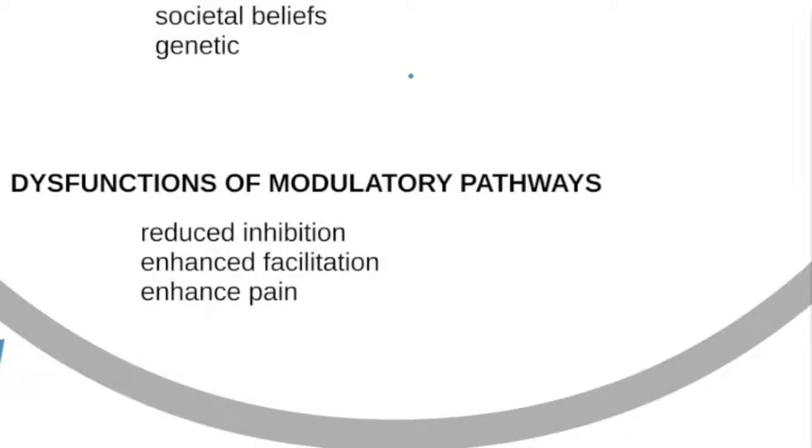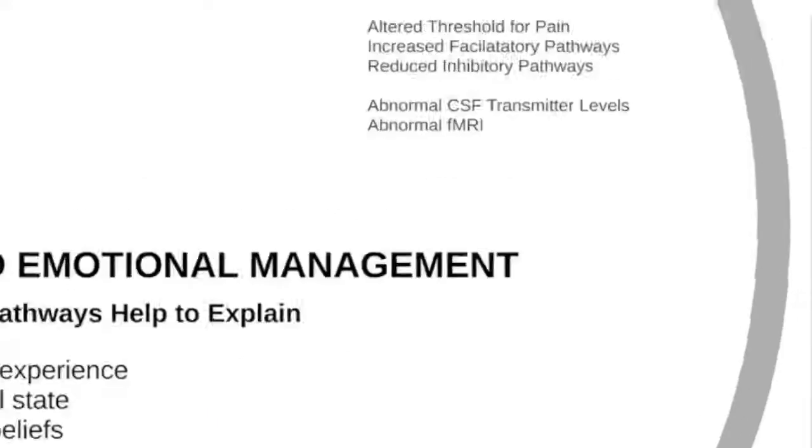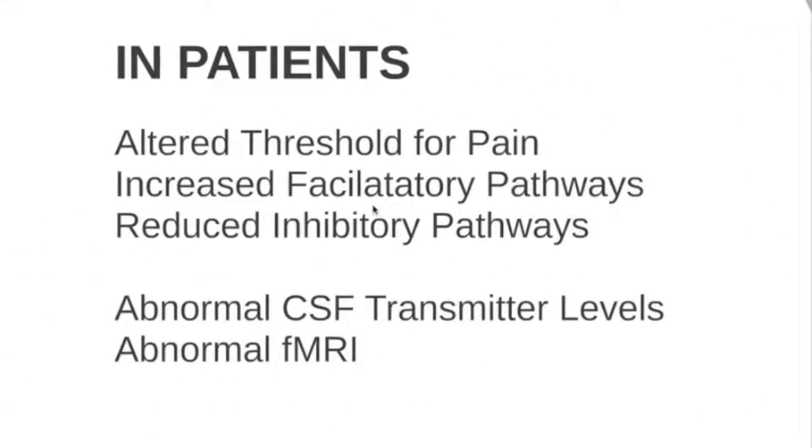So one has dysfunctions of modulatory pathways. There's reduced inhibition, enhanced facilitation of pain, and as a result there is enhanced pain. Now, in addition to this increased facilitation and reduced inhibition, there's also an altered threshold for pain in these patients with fibromyalgia, and they experience pain at lower thresholds.